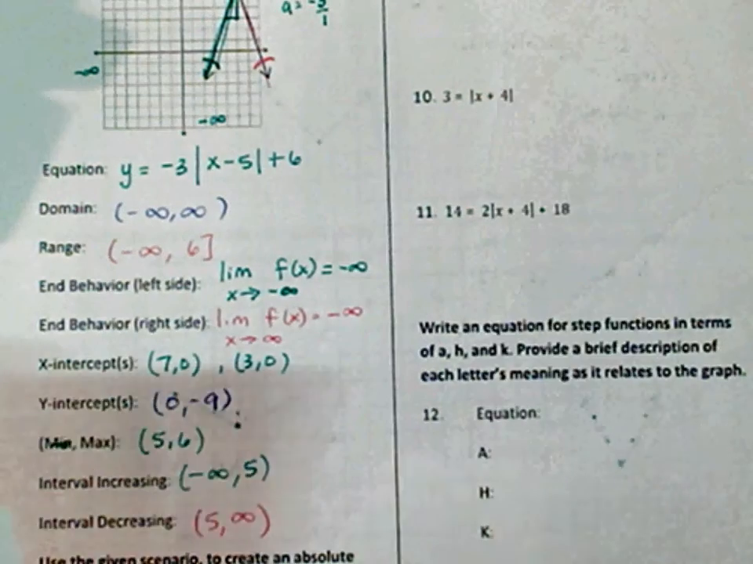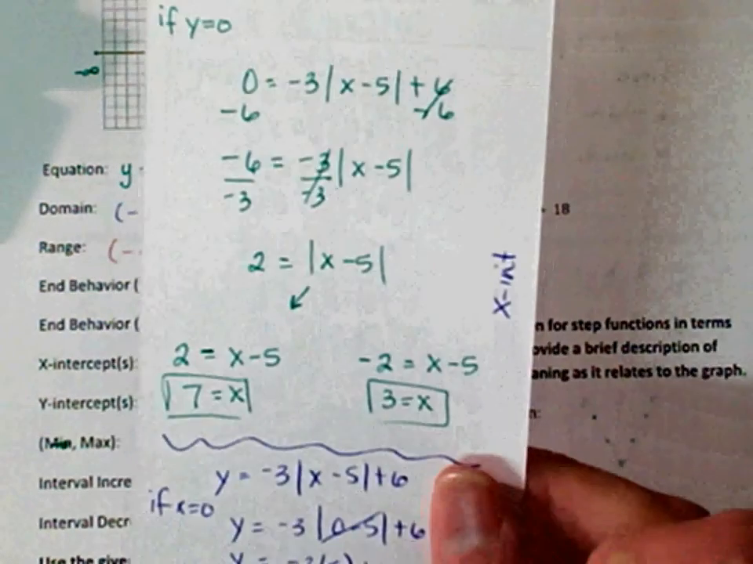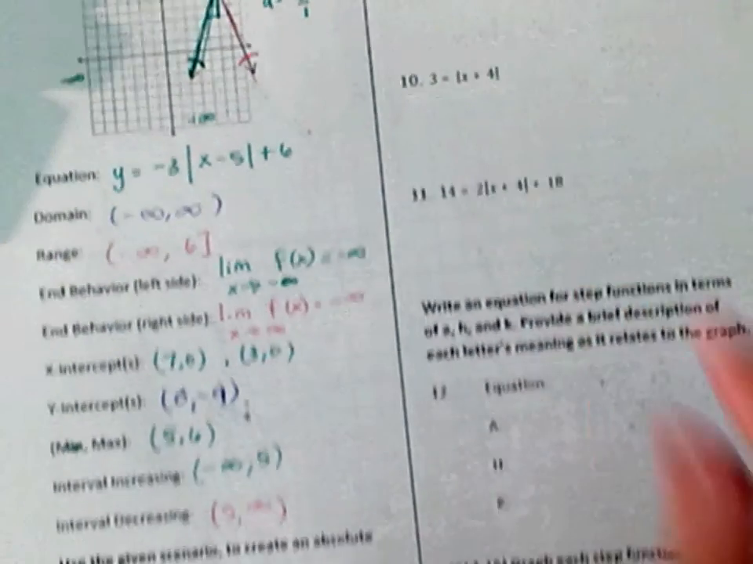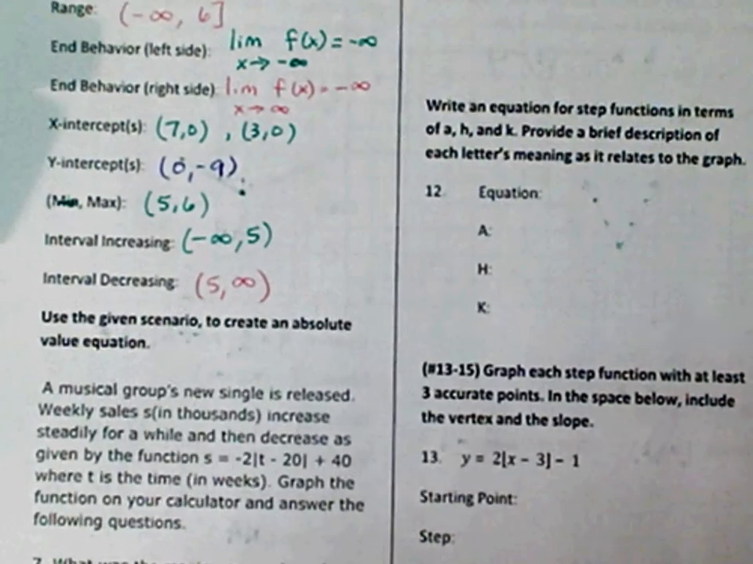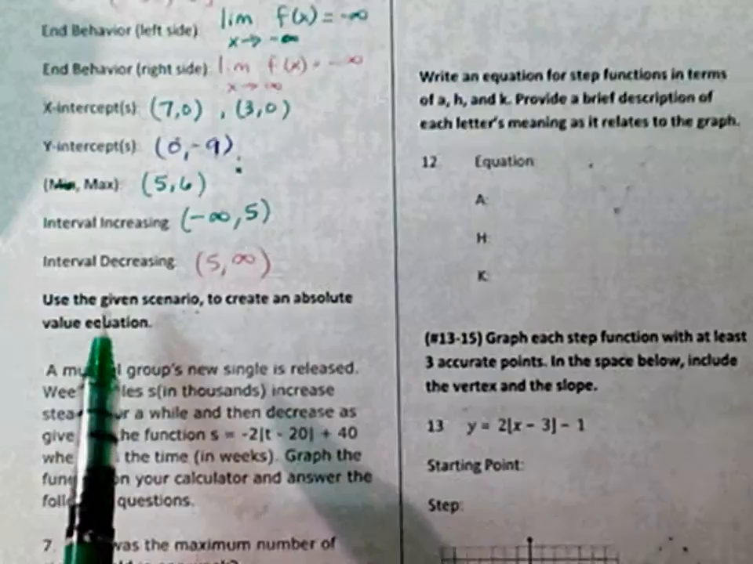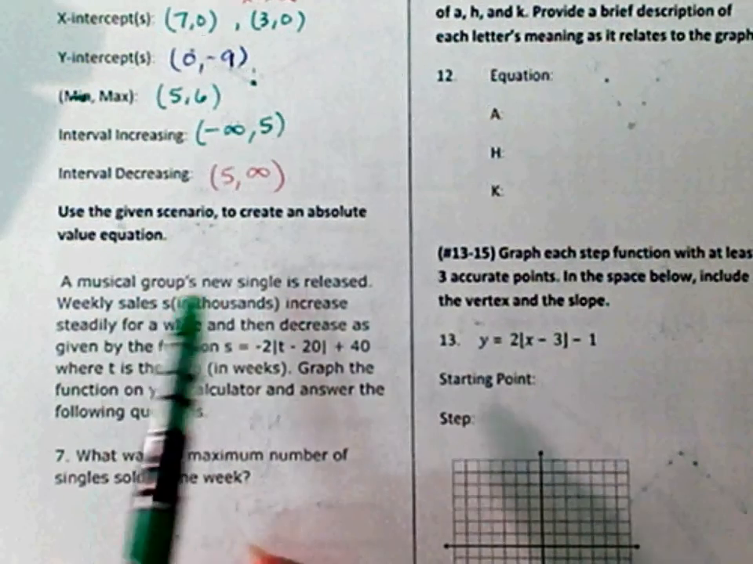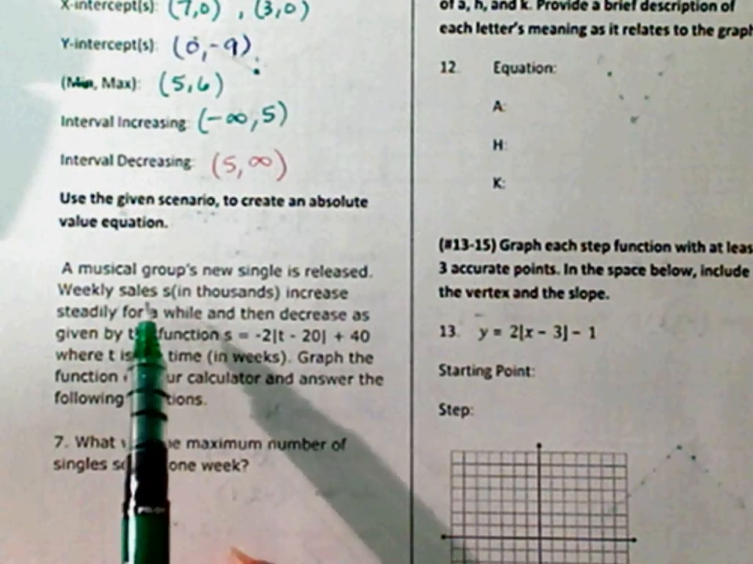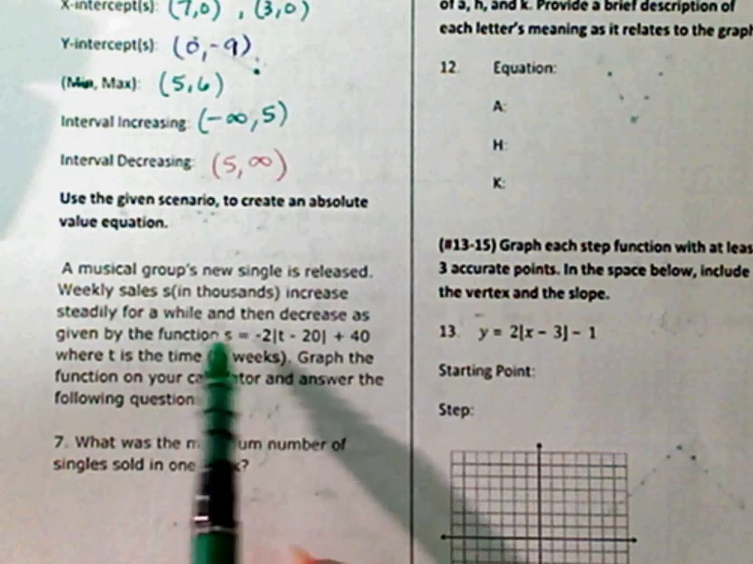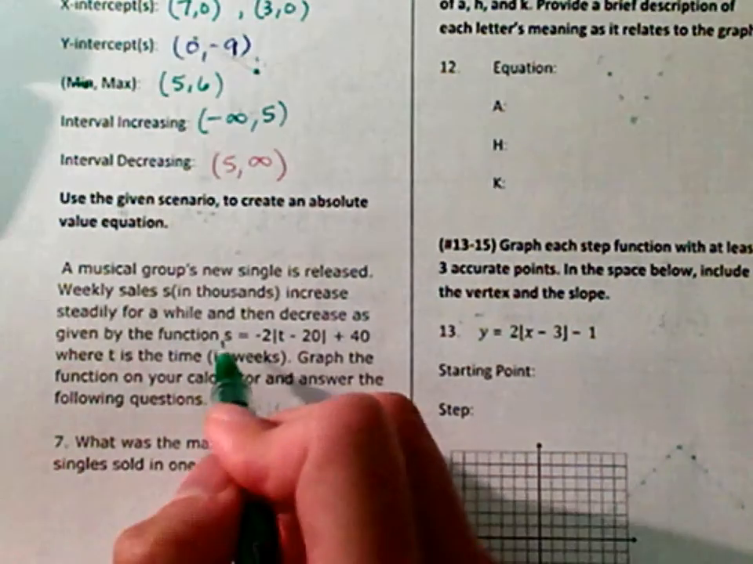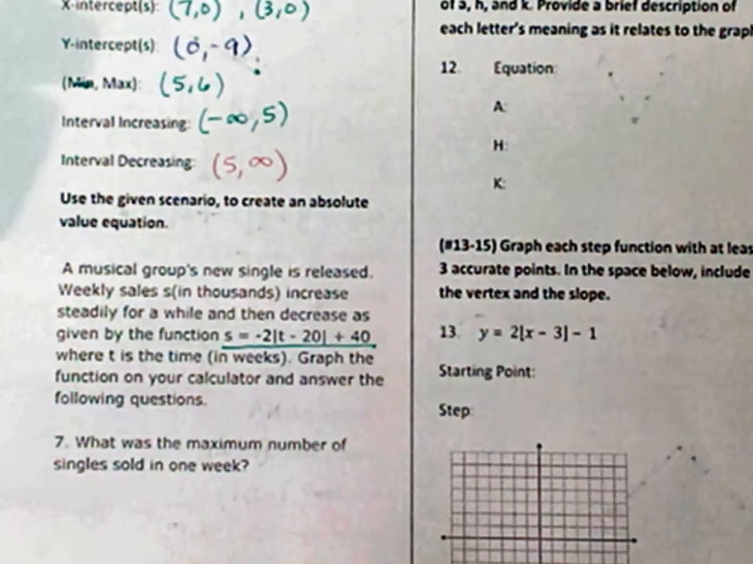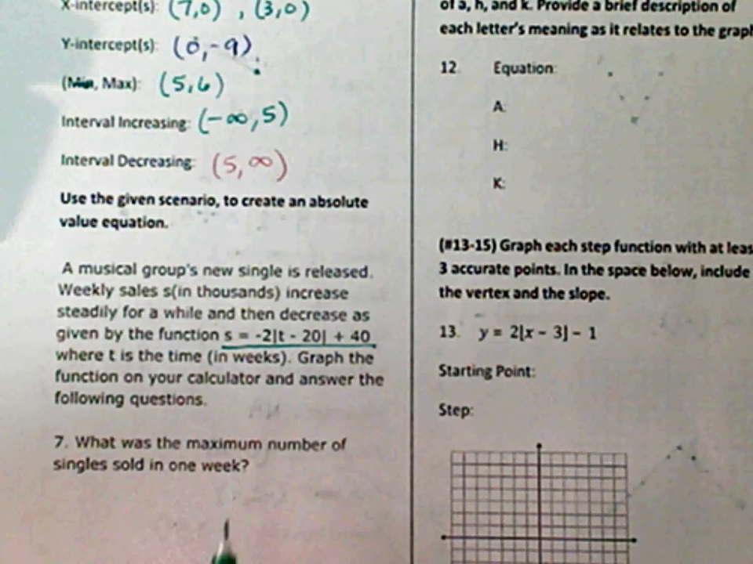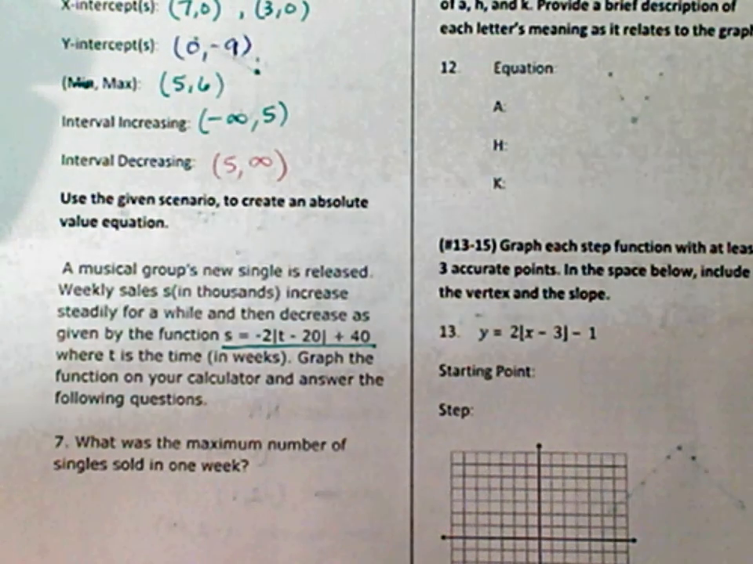And I will tape this onto your paper in the classroom. All right. Continue on to number 7 and 8. It says, use the given scenario to create an absolute value equation. A music group's new single is released. Weekly sales in 1,000s increase steadily for a while and then decrease as given by the function. I gave you the function, where t is the time. Graph the function on your calculator and answer the following questions.